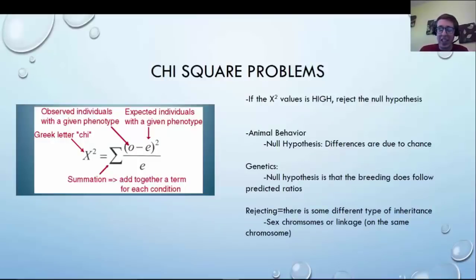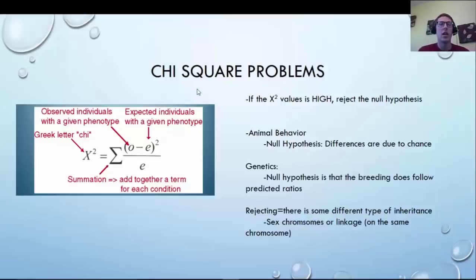Chi-squared problems. You're probably going to see these too, maybe a couple of times in different formats. Remember, if you're going to use this formula, chi-squared equals the sum of the observed minus the expected, squared, divided by the expected. And remember, the observed is what they actually get from the data. The expected is what you would get, either in animal behavior, where you're usually going to set it to just the average. So it's just 5 go one way, 5 go the other way.